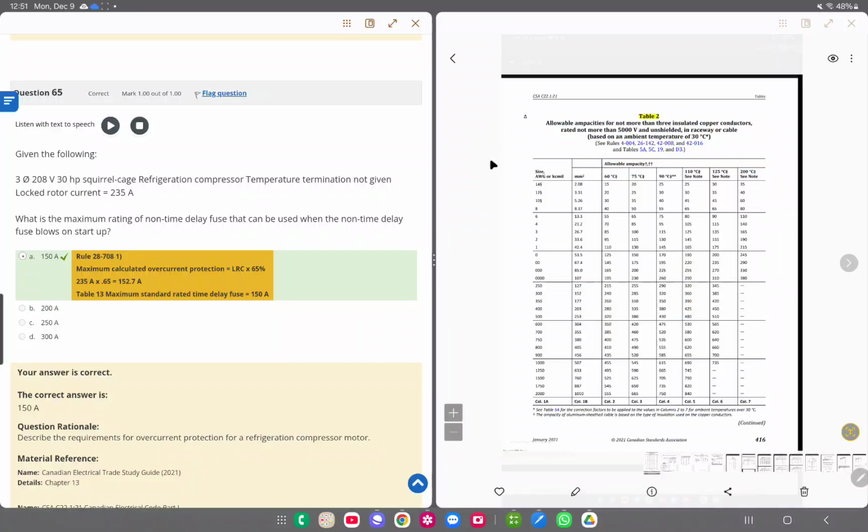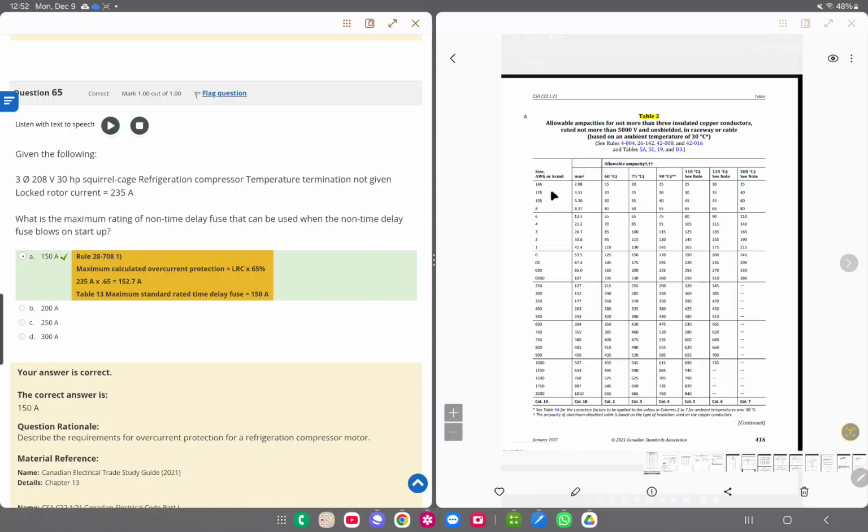Okay, here we have a three-phase, another motor question, but this is a refrigeration compressor, temperature termination not given. So three-phase, 208 volts, 30 horsepower, squirrel cage. Locked rotor current is 235 amps. What's the maximum rating of non-time delay fuse that can be used when the non-time delay fuse blows on startup? So the fuse is blowing on startup.